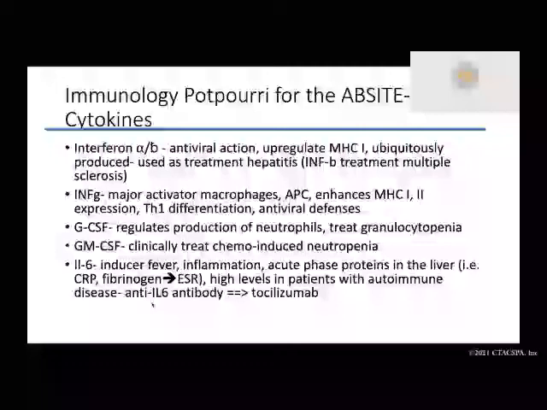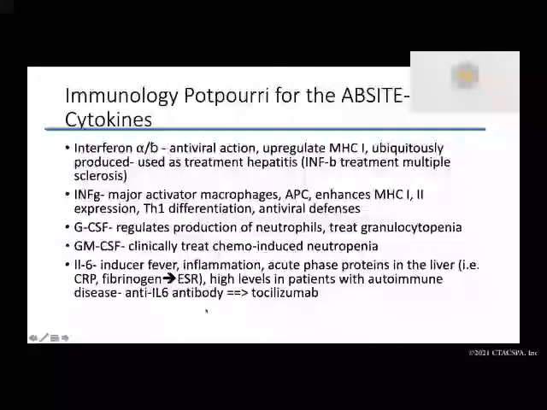GCSF, neutrophils, it's what you use to treat some of the cytopenias. GM-CSF, use and give to patients clinically for neutropenia. Those also are important to attract dendritic cells. IL-6 is kind of one of the ones that usually is a favorite. Again, try and commit to memory, fever, inflammation, acute phase reactants in the liver. Super important for patients with autoimmune disease.